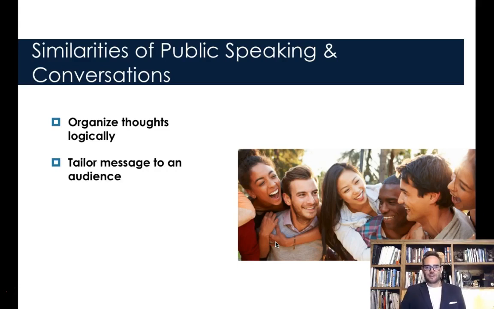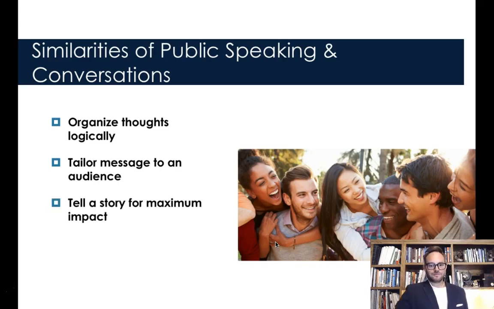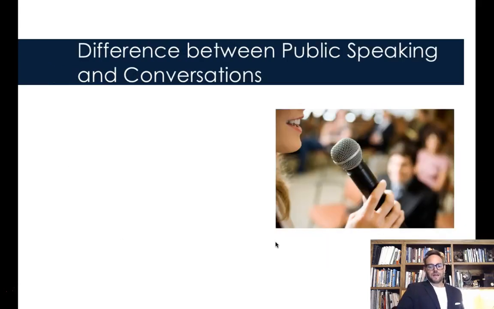Oftentimes in conversations and public speaking, we tailor a message to fit the audience. In interpersonal conversations, you probably adapt your communication style based on the other person. You might communicate differently with your best friend than you do with a parent. We tell a story for maximum impact. In conversations, we tell a story that has maximum impact on the listener, and we strive to do that in public speaking as well. We adapt to audience feedback, so we pay attention to the audience or the person that we're speaking to, and we again make adjustments or tailor our communication based on the feedback that we get.